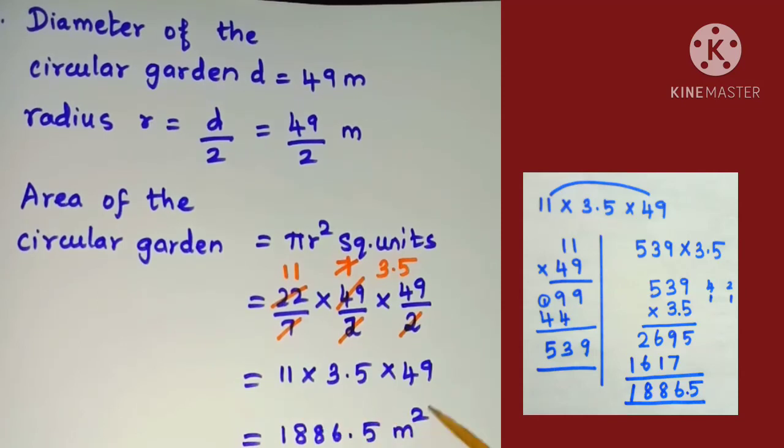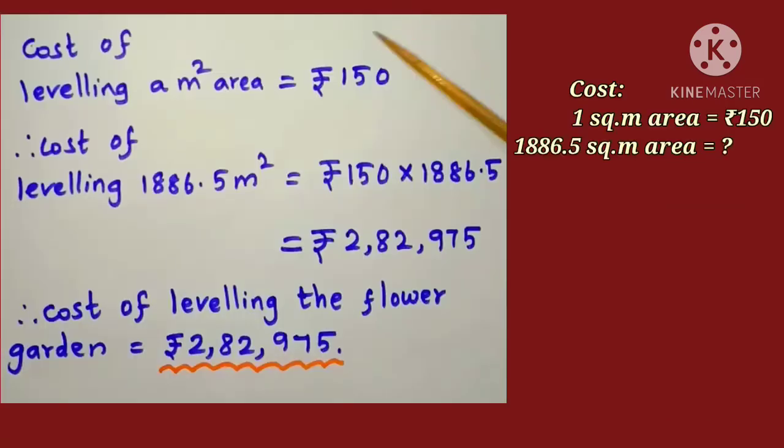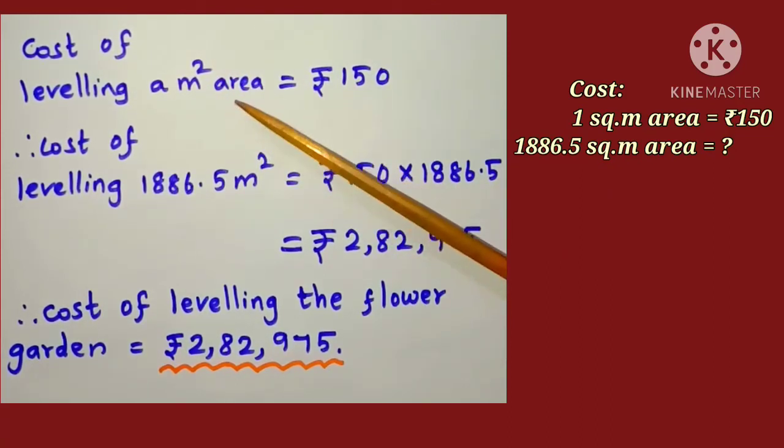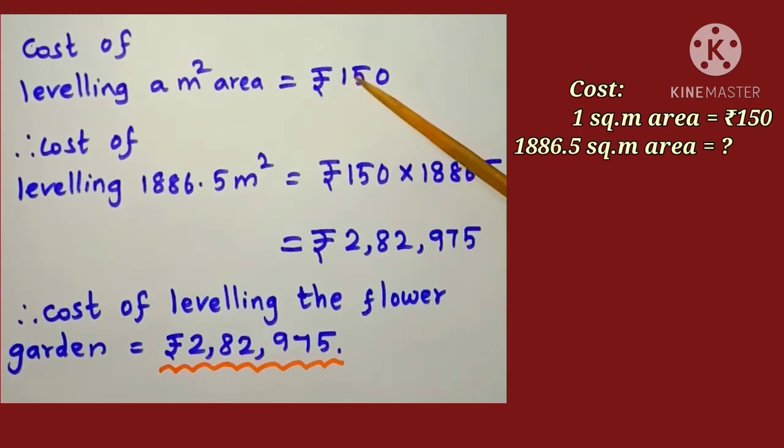So multiplying all these values, first multiply the whole numbers and then the product with 3.5. We get 1886.5 meter square. Now students, we know that the cost of leveling per meter square area is given as rupees 150. But here we have to find the cost of leveling for 1886.5 meters square. So for that, what we'll do?